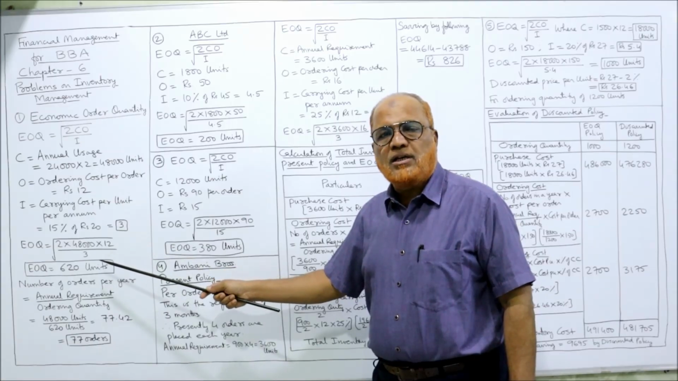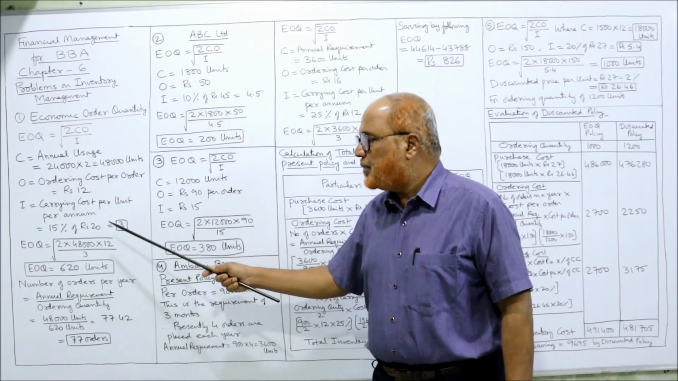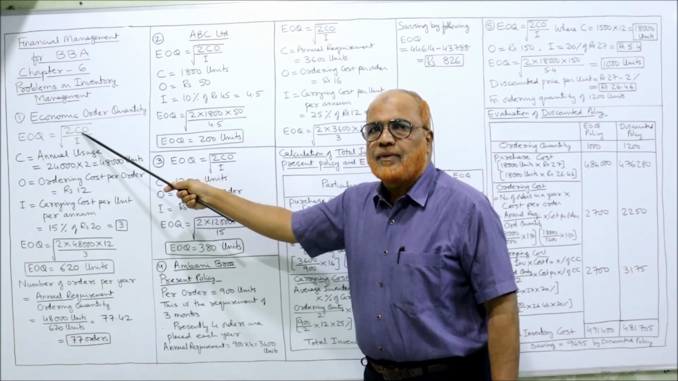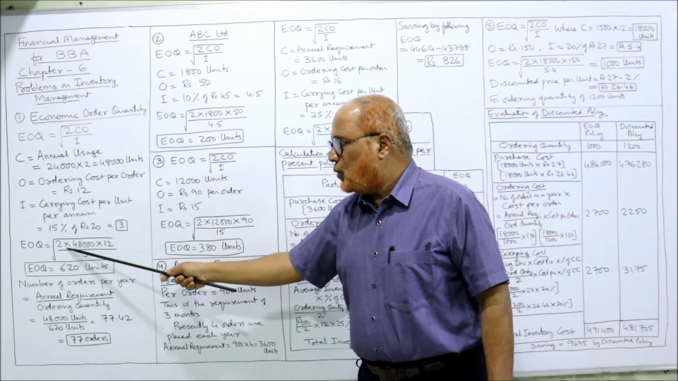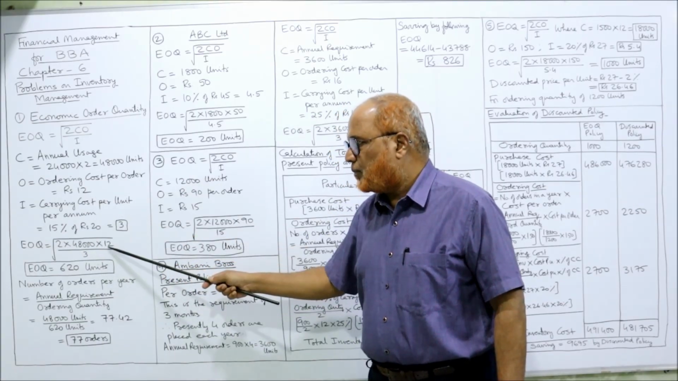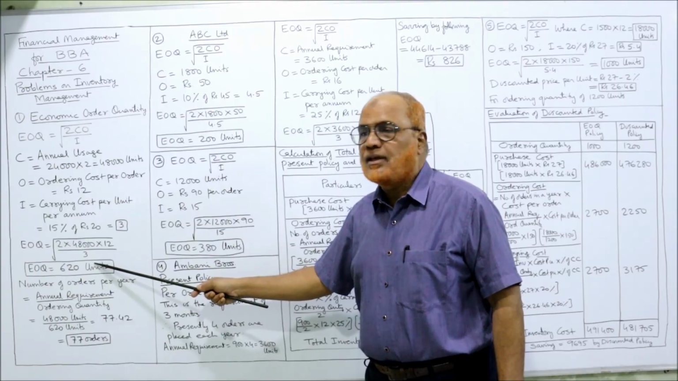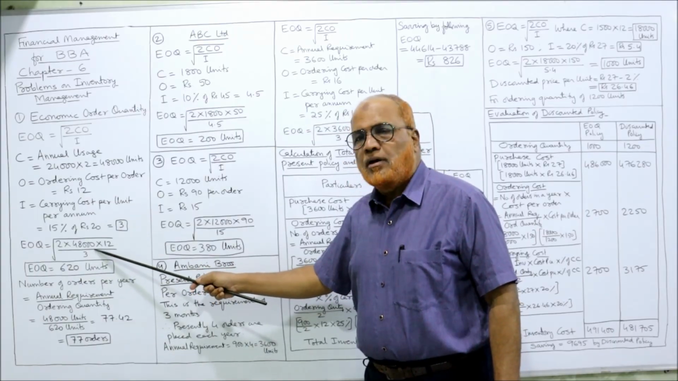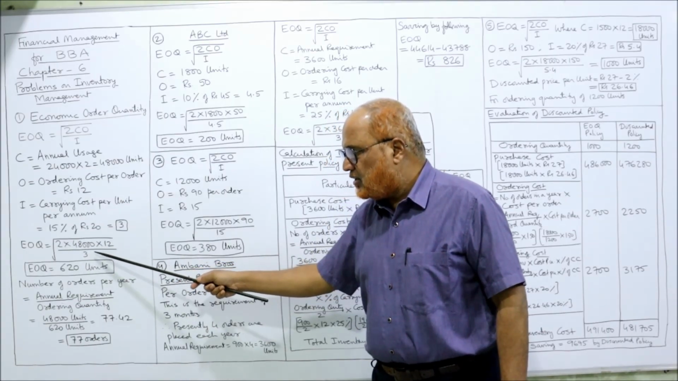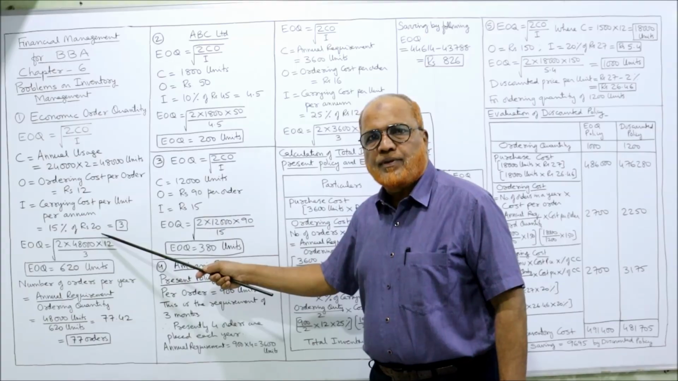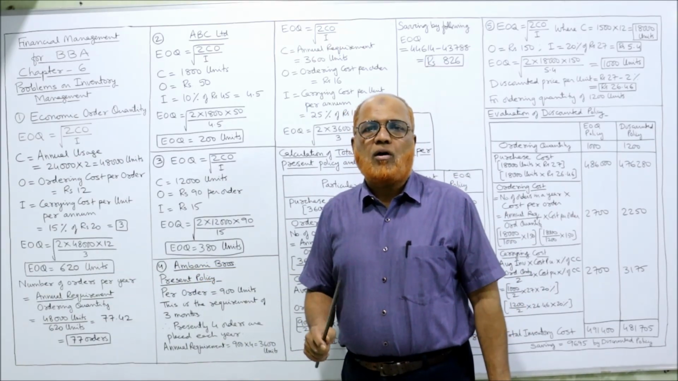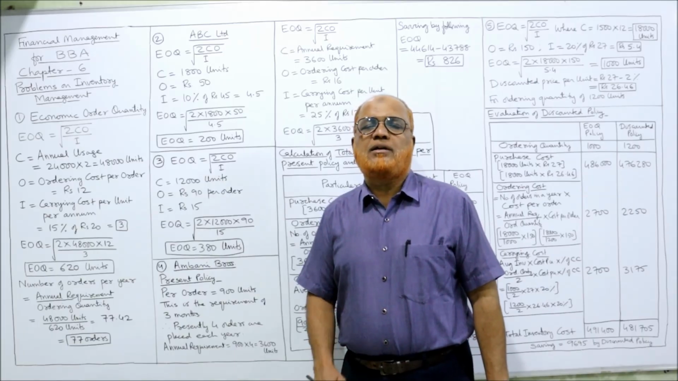Now we have C, O and I. Simply substitute in the formula: 2 into C, C is 48,000, so 2 into 48,000 into O, O is the ordering cost, 12 rupees, divided by I, the carrying cost, 3 rupees, under root. If you calculate the square root of 2 into 48,000 into 12 divided by 3, we get 620 units. The economic ordering quantity is 620 units.